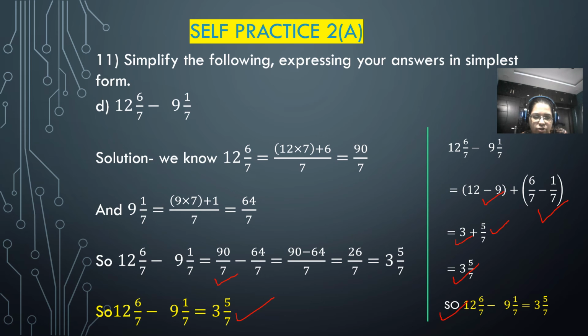The second case is the easier way. So just subtract the whole numbers separately and subtract the proper fractions separately. Then write down the mixed fraction.